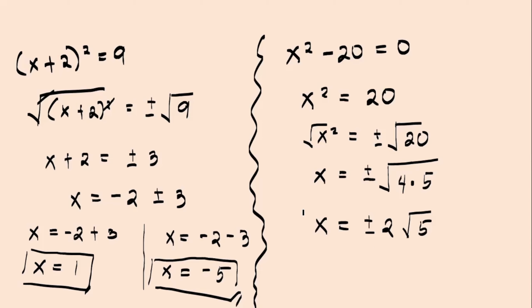Okay, and this is the final answer. Okay, the values of our x are positive 2 square root of 5 and negative 2 square root of 5. Okay, so pwede nyo gawin yon kapag yung number or yung radicand ay may factor na perfect square. Okay?